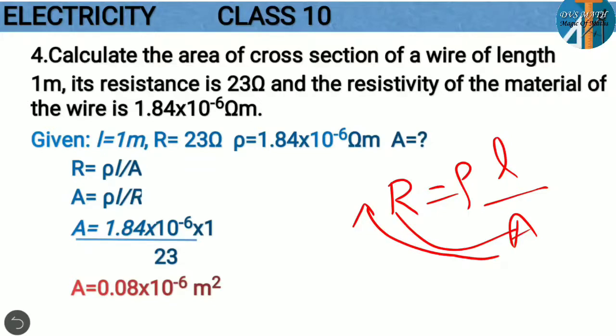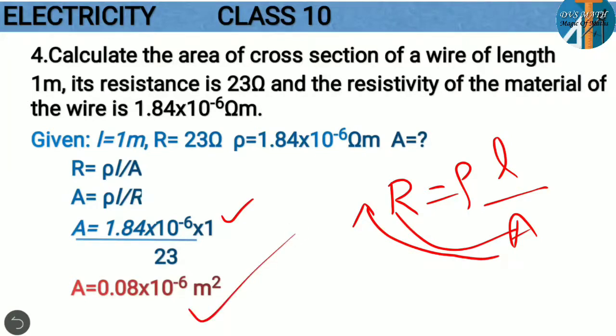rho L by R. Now let us substitute. Rho is 1.84 into 10 to the power of minus 6, into the L value, 1, divided by 23. Keep the 10 to the power of minus 6 as it is. Just divide 1.84 by 23, or you can divide 184 by 23 and afterwards shift the point. If you divide 184 by 23, you will get 8, since 23 8s are 184. Now there are 2 decimal places, so if you take 2 digits, you will get 0.08 into 10 to the power of minus 6. Here they are asking area, and the SI unit of area is meter square.